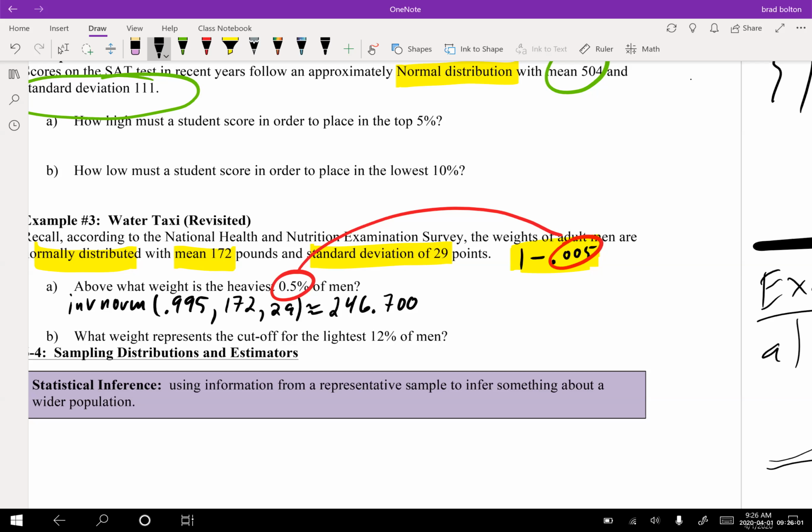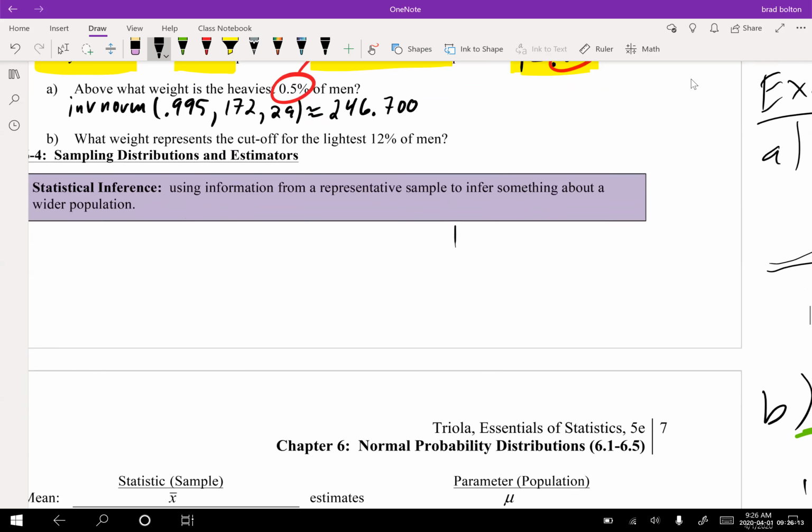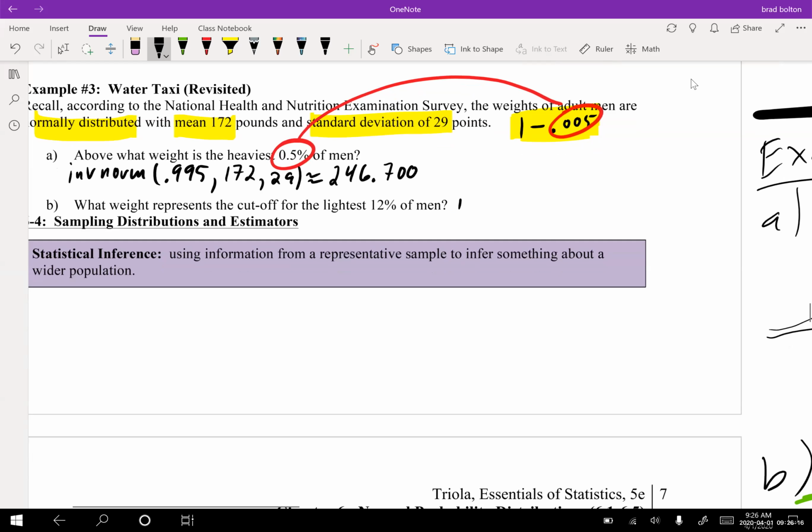Let's do the next one. It says, what weight represents the cutoff for the lightest 12%? Okay. Well, the lightest would be the bottom 12%, not the top 12%. They would be the heaviest. So we're going to do inverse norm, 0.12, comma 172, comma 29. Let's see what we get. So second function, inverse norm, 0.12 for 12%. Everything else should be the same. And we get 137.925.